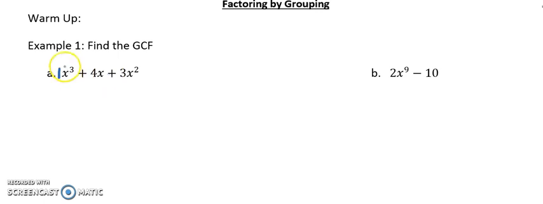And then you have to ask, do they have any x's in common? And if so, how many do they have in common? So this one has 3 of the x's, 1 of the x's, and 2 of the x's. So altogether they have just one x in common. Then you want to divide that out.